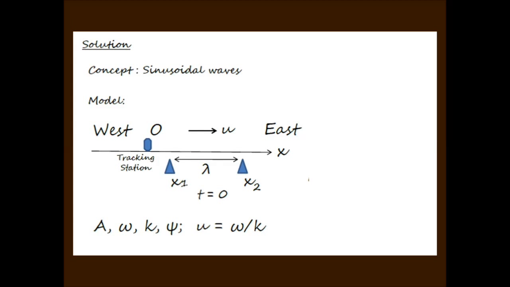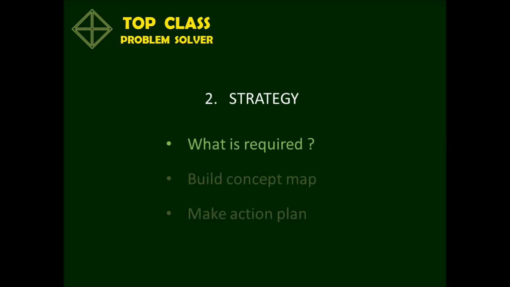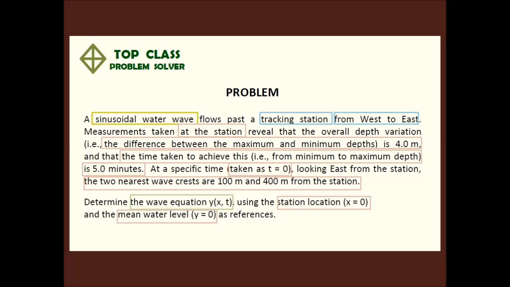Looking back, we see that of the wave parameters, we have now the amplitude, the angular frequency, and the angular wave number. In order to determine the wave exactly, all that is required is the phase constant for the wave. The first step of the strategy is to determine precisely what is required. In this problem, we are required to find y as a function of x and t.